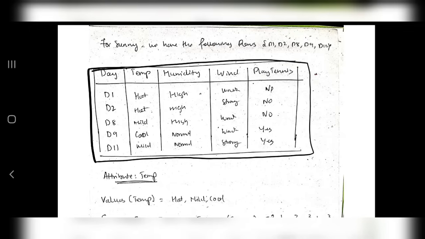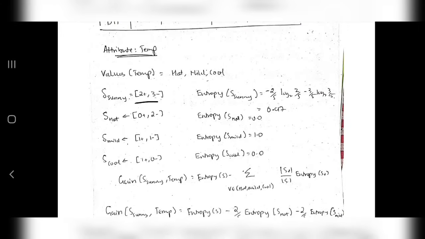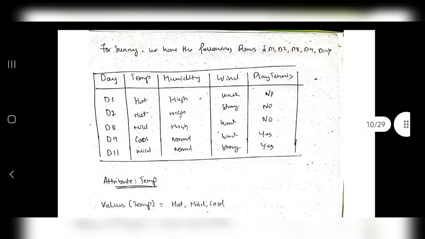We have made the shorter version of the bigger table, and that shorter version's basis is sunny only. So this table is called the sunny table. In that sunny table, how many rows are there? 5 rows: 2 positive and 3 negative. The same goes here also, 2 positive and 3 negative.